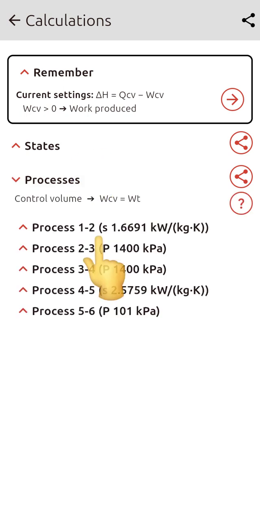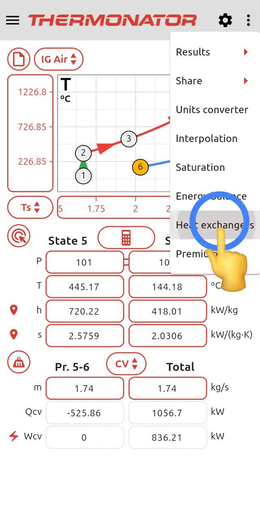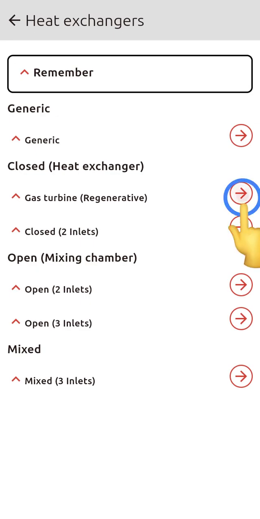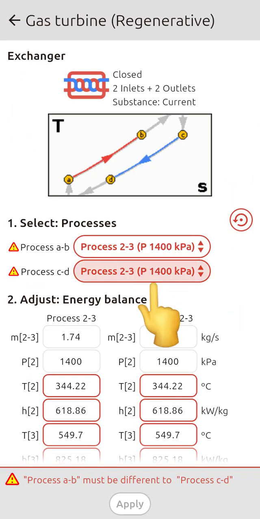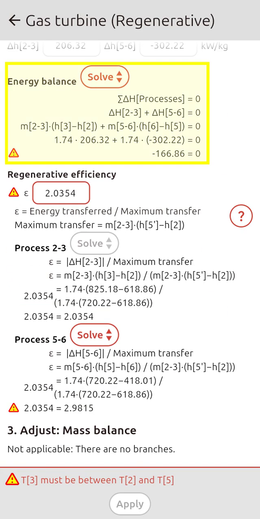We select the Heat Exchangers menu and the Regenerative Heat Exchanger. We select Process 5-6 and see that the energy balance is not satisfied because we haven't calculated the outlets of the regenerative heat exchanger. We enter an efficiency of 0.92.